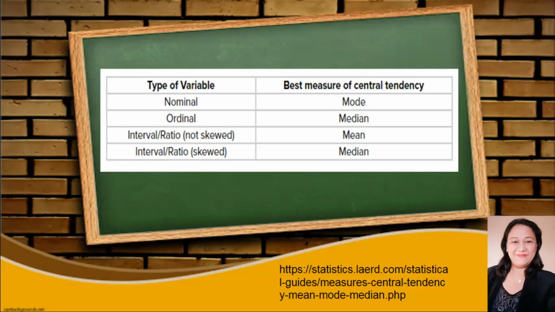But then, not all ordinal numbers or ordinal set of data are in the normal distribution. So, depende kung skewed or not skewed. Pag not skewed ang ratio or ang iyong data, not skewed means normal ang distribution. You can use the average or the mean. But, if the data is skewed o yung sinasabi nating banking ng konti o hindi pantay, may kinikilingan, we better use the median.